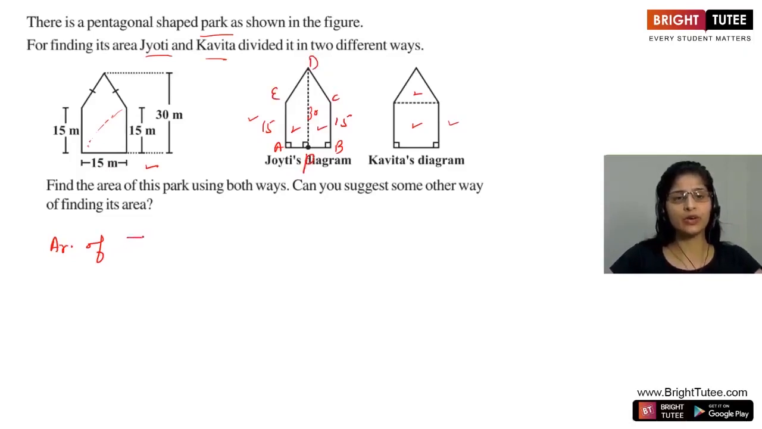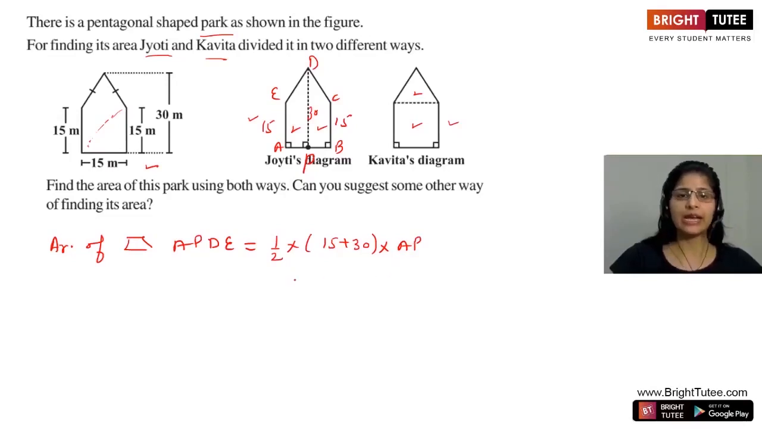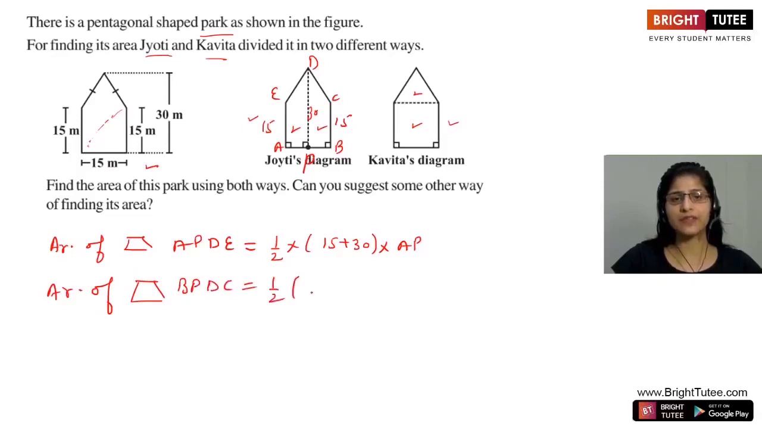Okay, so area of the trapezium APDE will be half into the sum of parallel sides, that is 15 plus 30, into AP, right? Now the next trapezium is BPDC. Its area is half into the sum of parallel sides, that is the same, into BP.